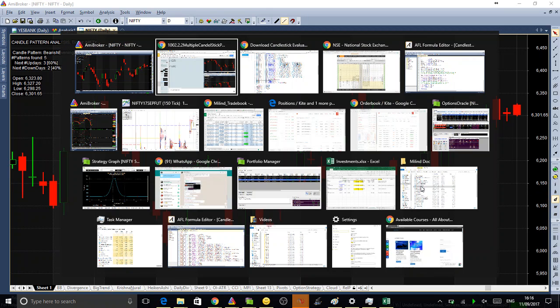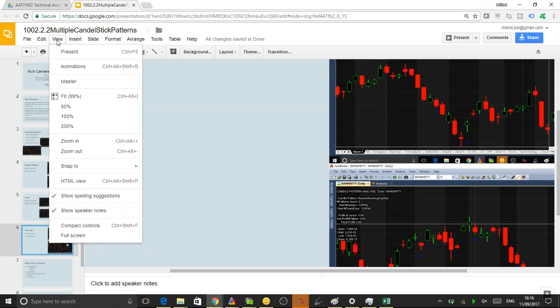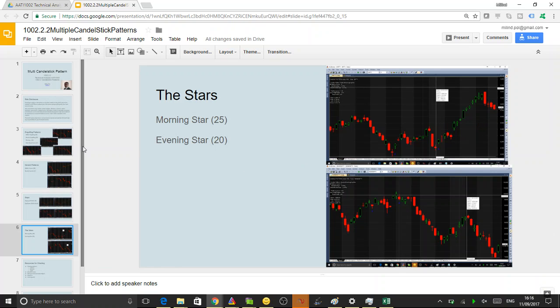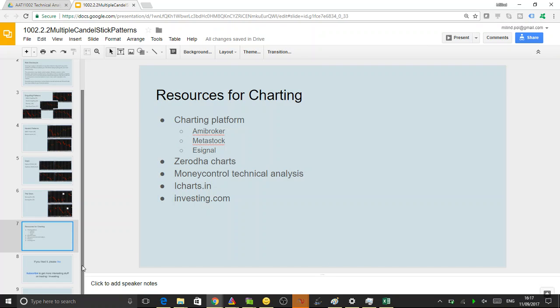So now what we have done, we have seen the engulfing patterns, we have seen the stars, we have seen the gaps, and we have seen the harami. These patterns, what I would say is, please use them only with a pinch of salt, because they do not work all the time. They work sometimes, they sometimes don't work, and they actually make your life a little difficult.